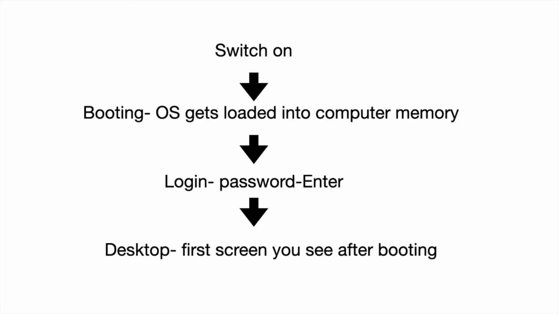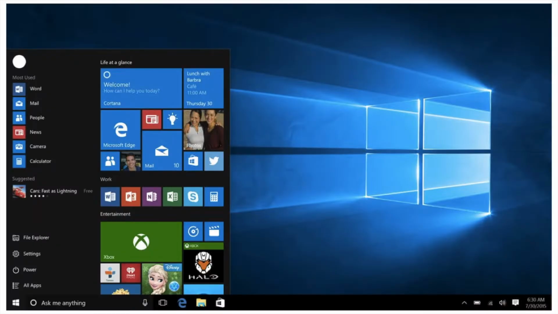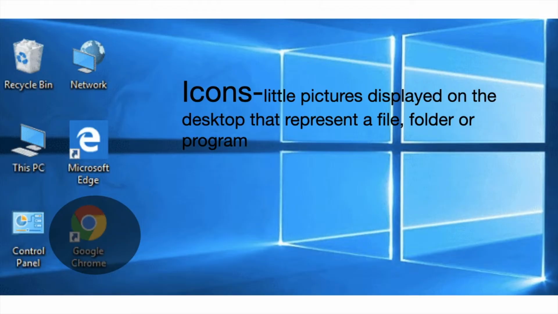The GUI operating system. When you switch on the computer, the operating system gets loaded into the computer memory, and this is what we call booting. You enter your login and your password, and press enter. The first screen you see after booting is called the desktop. This is what it looks like.